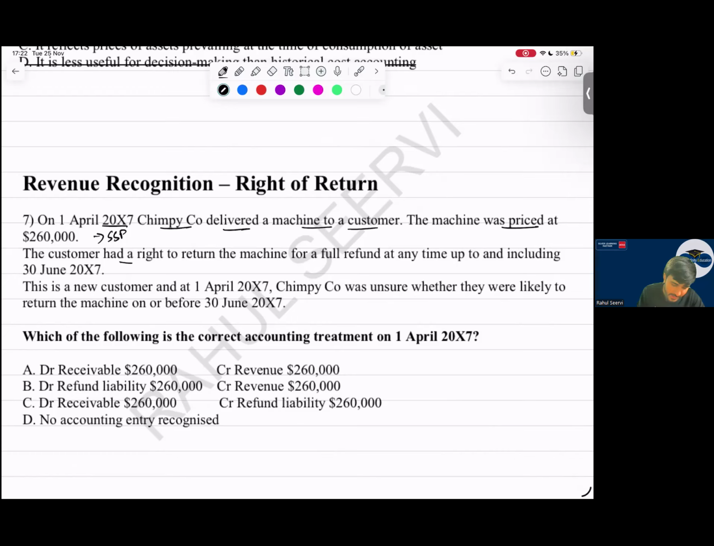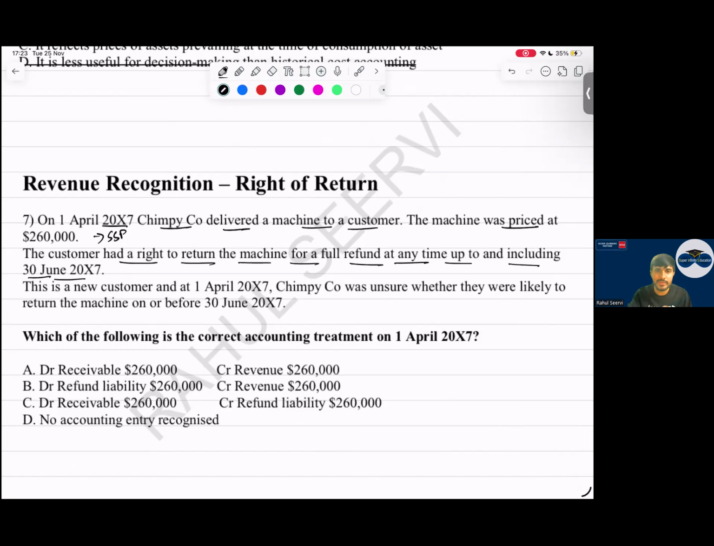The customer had a right to return the machine for a full refund at any time up to and including 30th June 2007. The question is saying what? If I am the customer, I have the right to return you the product. Now we have learned sale with right to return. What does sale with right to return say? We have done a question regarding Amazon, Flipkart also in the class, and I mentioned one important point to you. What was the important point?